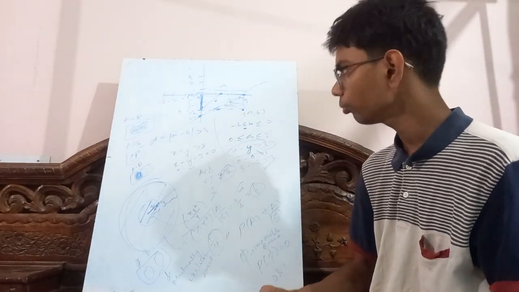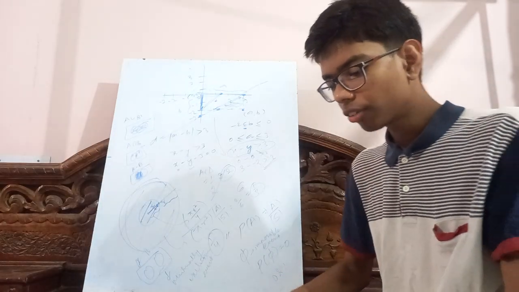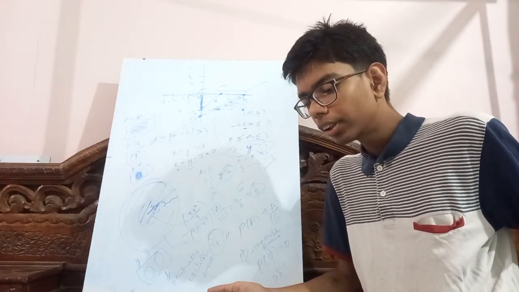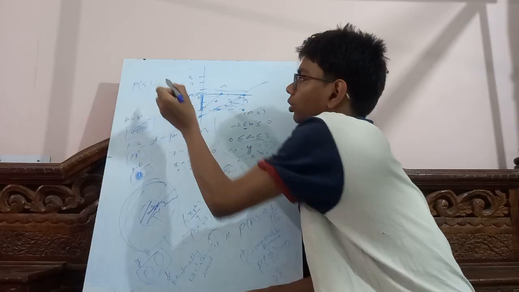Now, there are some axioms and theorems. The probability of any event A can lie between 0 and 1. The probability of getting the sample space is always 1, right?